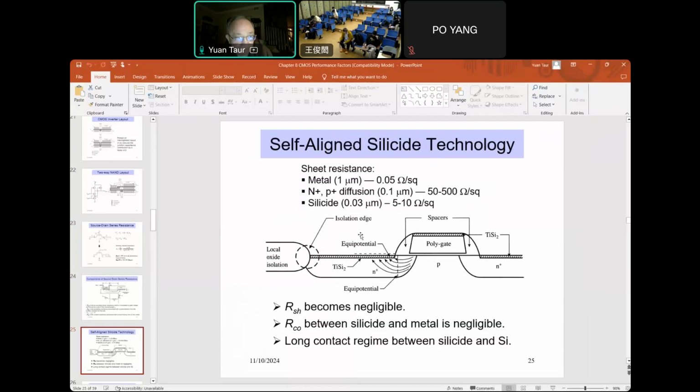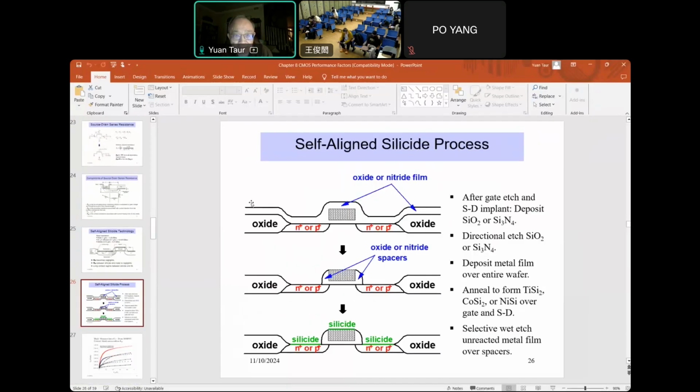Let me just show how, just schematically how this is done. This was introduced below something like the half micron CMOS technology generation. After we pattern the gate and then implant the source and drain, we put on either oxide or nitride, and then we directional etch out the film on top of the gate and the source drain, but leave spacers between the gate and source drain.